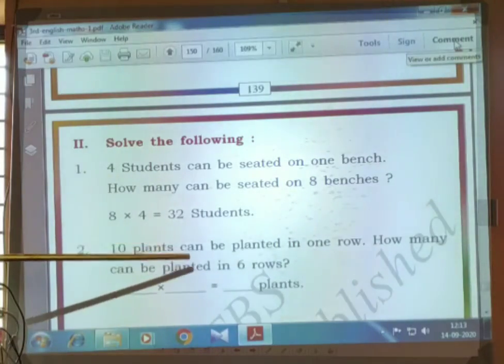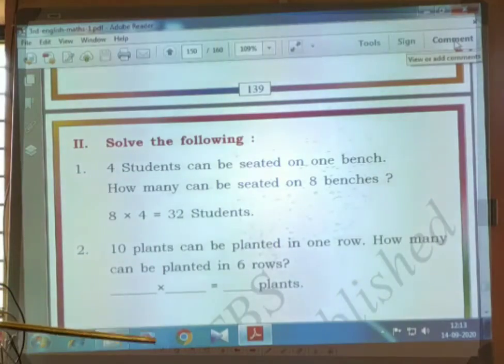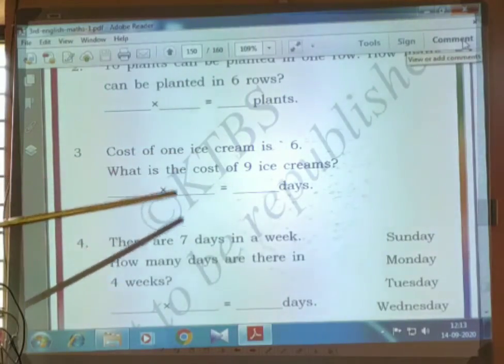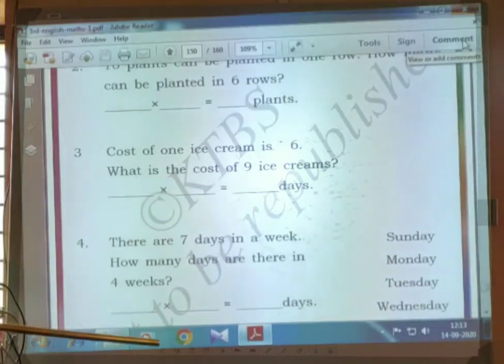10 plants can be planted in 1 row. How many can be planted in 6 rows? Means 6 into 10. Cost of 1 ice cream is 6. What is the cost of 9 ice creams? Means 9 into 6.